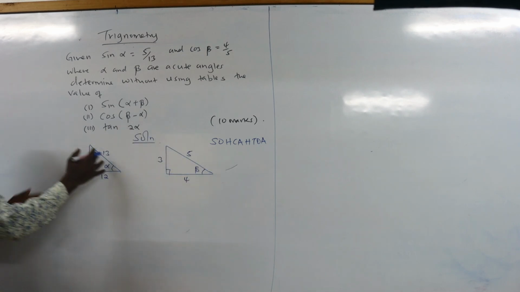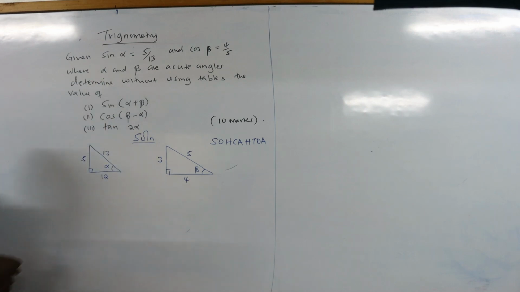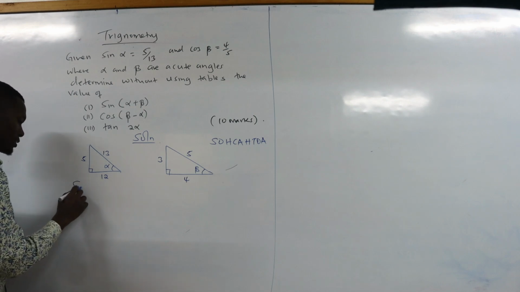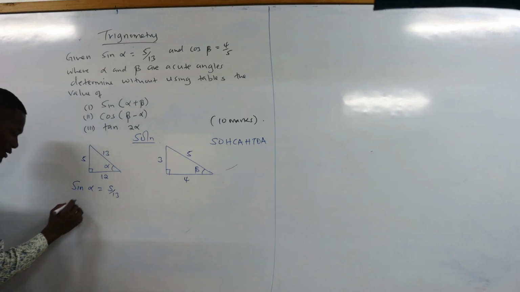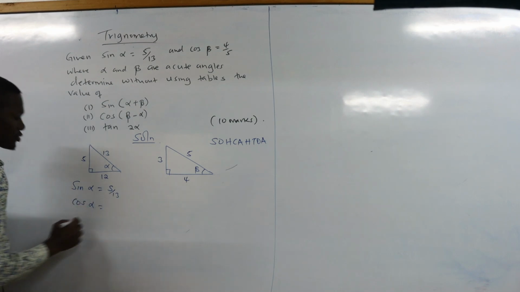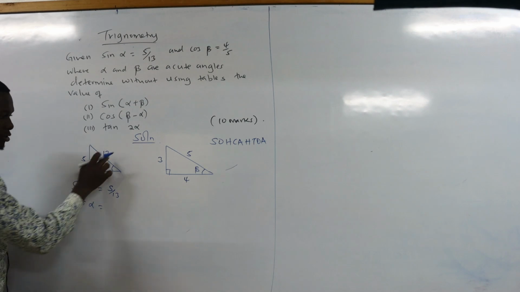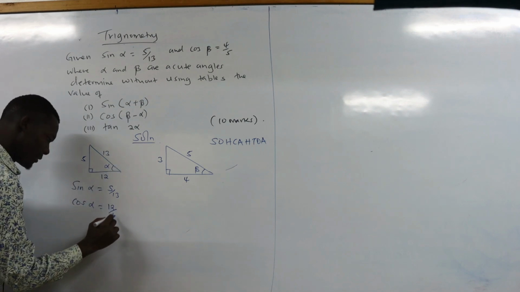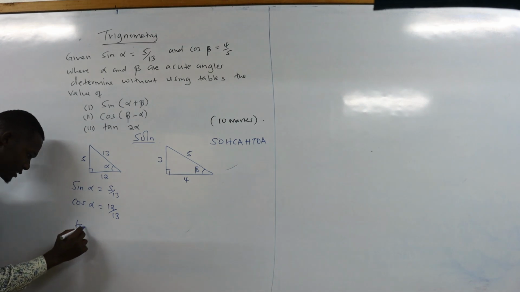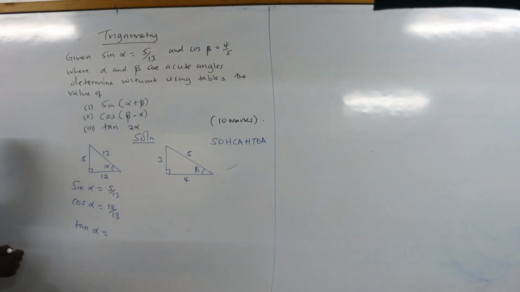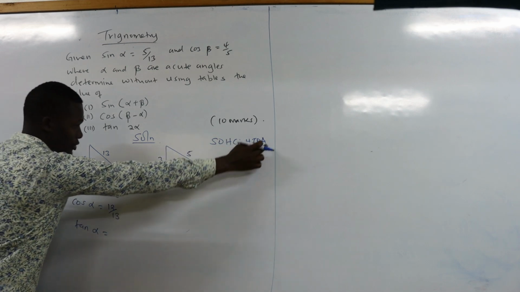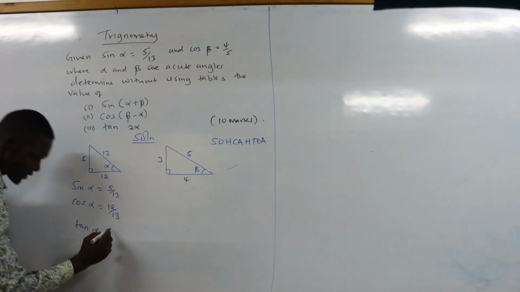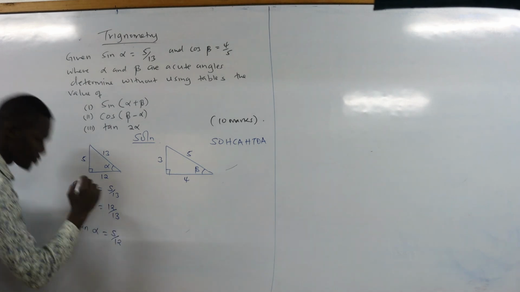So now we'll get all the other identities that relate to the angle alpha. The first one is sine of alpha, and you have seen it is 5/13. Then you come to cos of alpha, which will be given by adjacent over hypotenuse, so it will be 12/13. Then you come to the tangent of alpha, which will be given by opposite over adjacent. Our opposite is 5, our adjacent is 12.